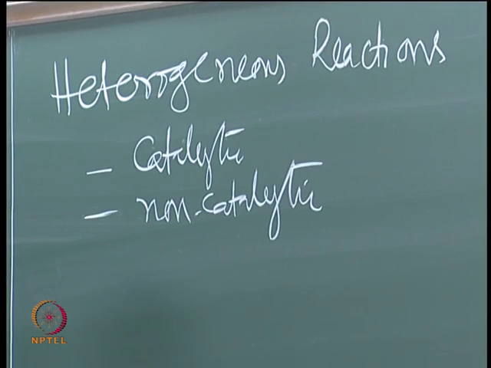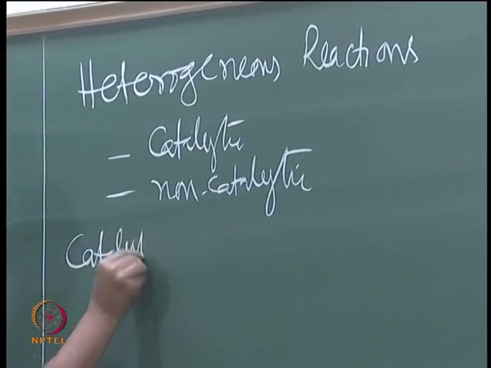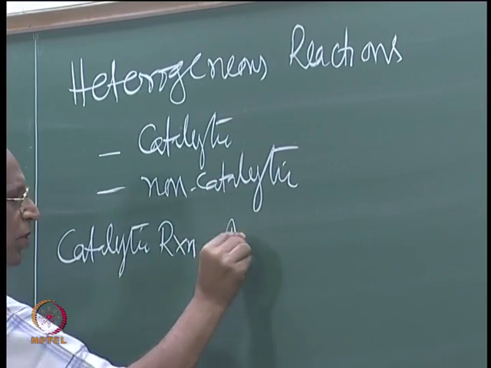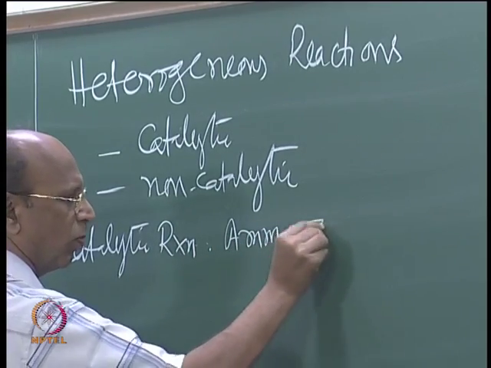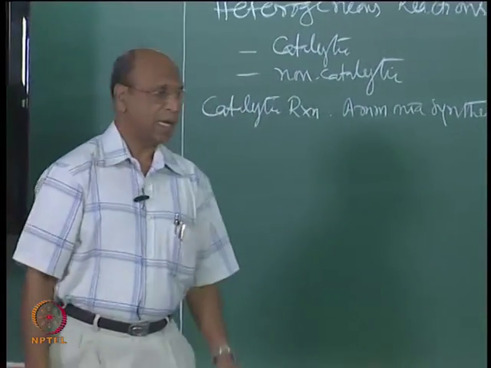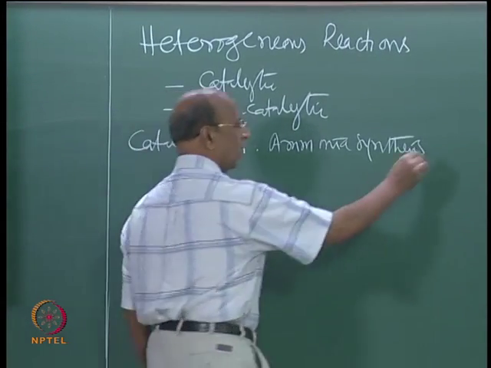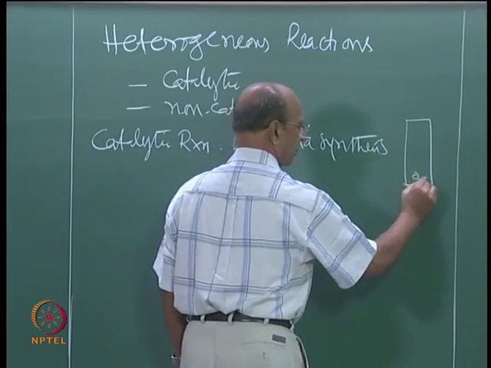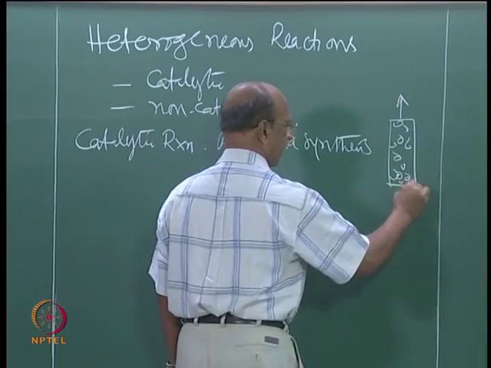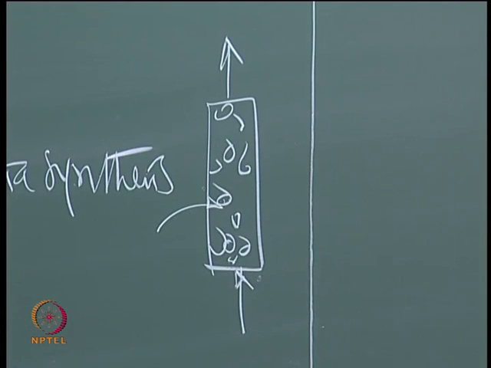So, we have taken a catalytic example, ammonia synthesis, right? That is the example we have taken, and this ammonia synthesis, as we know already, is not a new process, it is an old process. So, we have taken a packed bed. Then this is coming out, this is entering, and somewhere here I have taken for my kinetic equations.